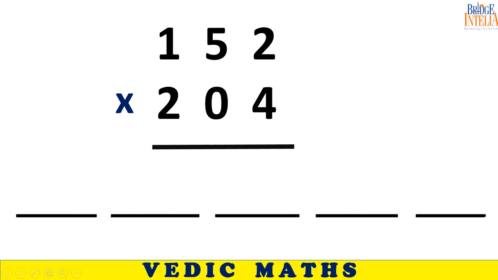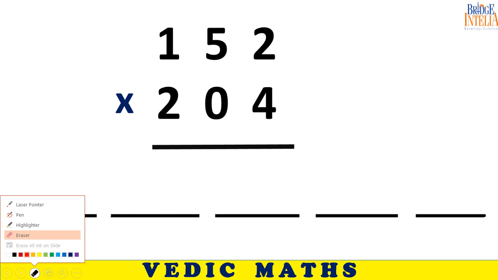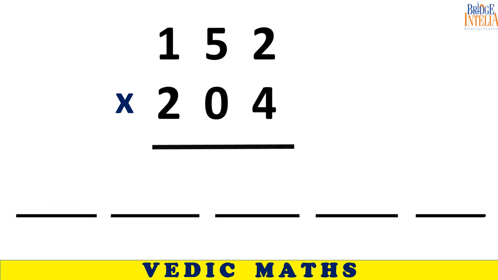Let's take one more example. So this is again a 3 into 3 digit multiplication. So how many blank spaces we need to fill? 3 plus 3 minus 1. That is 5 blank spaces. So we have to fill these 5 blank spaces and we can get the answer in one single step. So how do we fill these blank spaces? With the use of cross connection product.